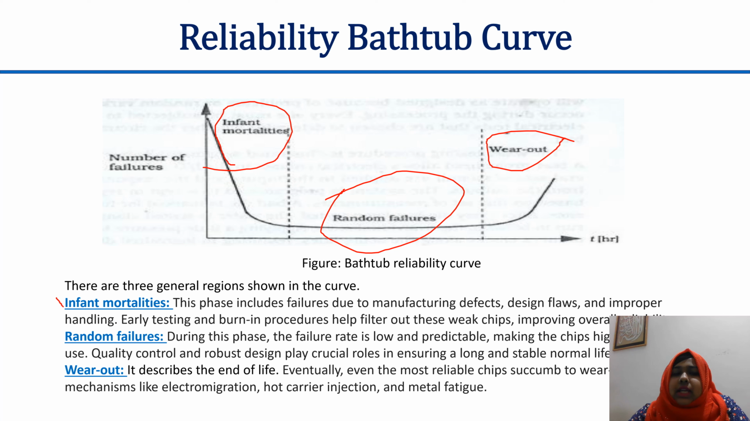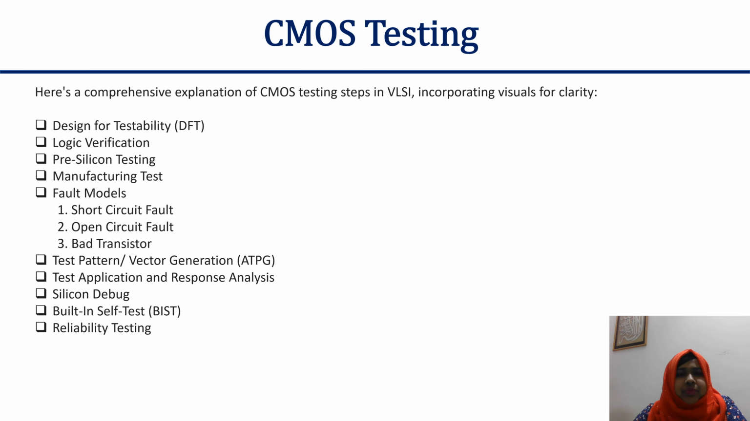Okay, so infant mortalities is the phase that includes failures due to manufacturing or handling of a chip. Okay. Then the random failures. If a chip fails during its projected lifetime, then it is called a random failure. And the final one is wear out. The wear out indicates the end of life. Okay. And if the chip burns out or is destroyed or malfunctions during the wear out phase, then it is acceptable.